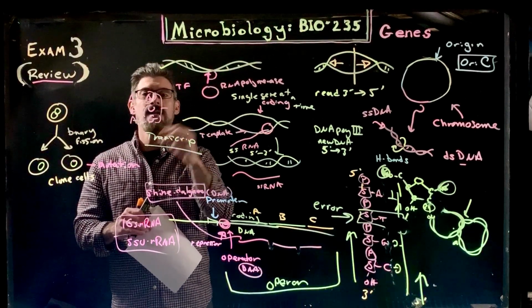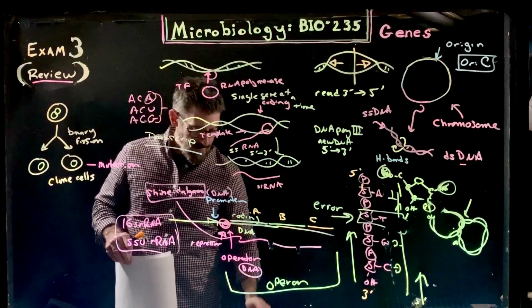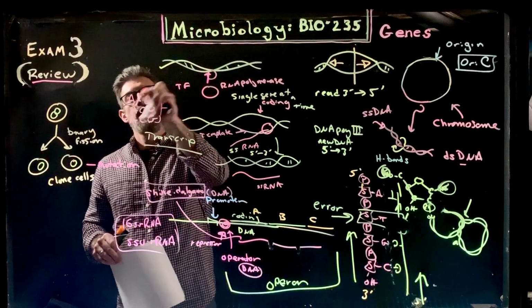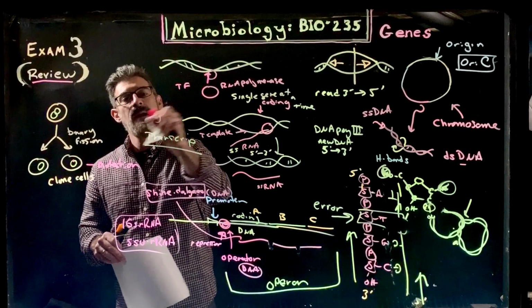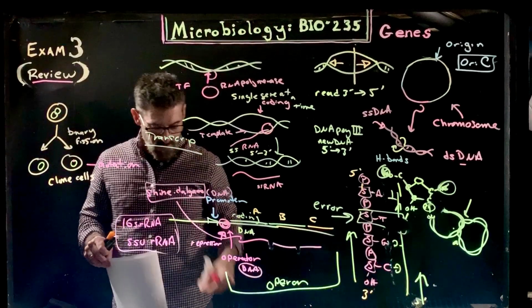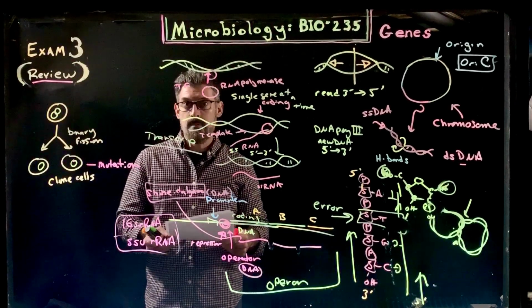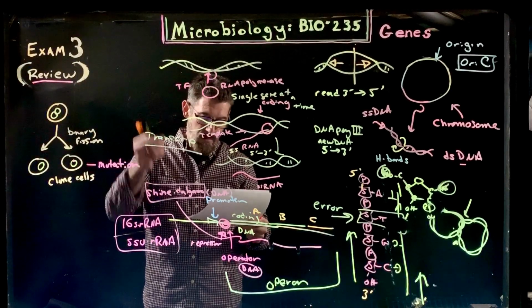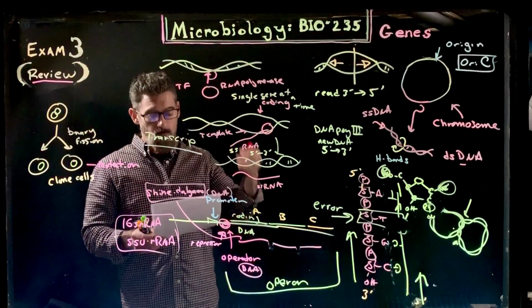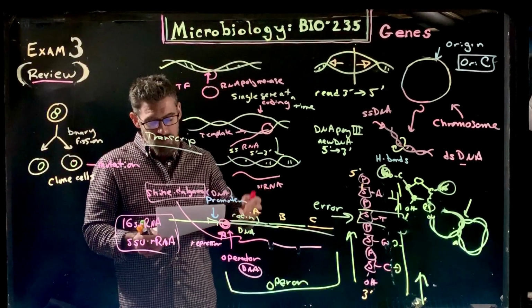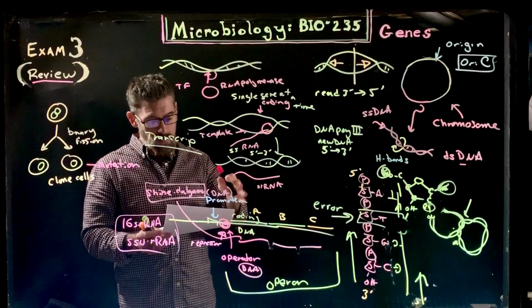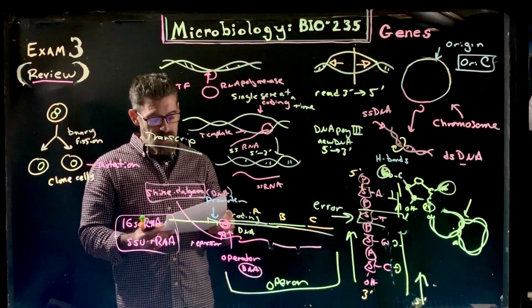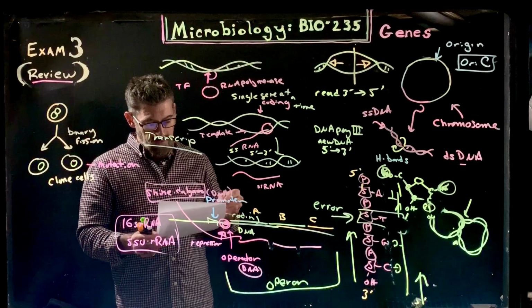If you change that one to a G, it doesn't matter. That's the idea with wobble: when a transfer RNA and a messenger RNA pair up, even if the third one doesn't quite match, sometimes it doesn't matter, because the first two are really the ones telling you what specific amino acid it's coding for. All three are important, but you can have that wobble and still get the correct amino acid there.